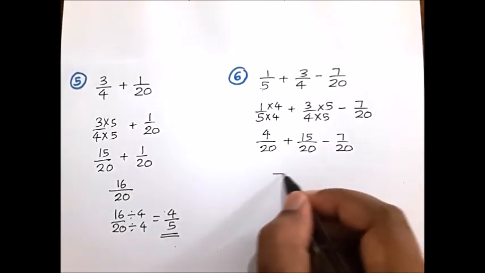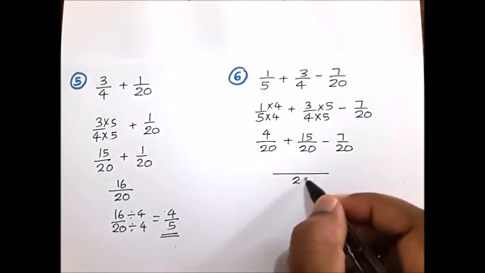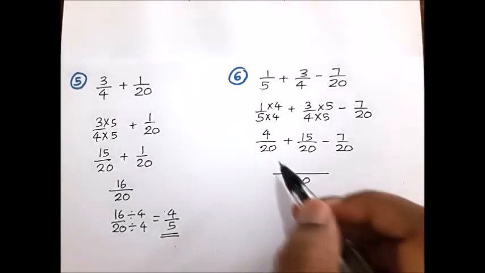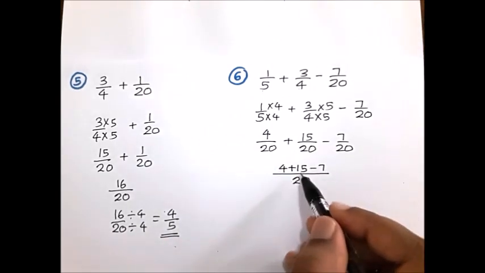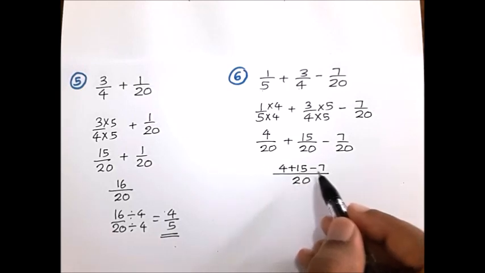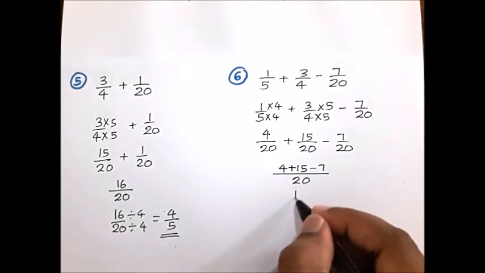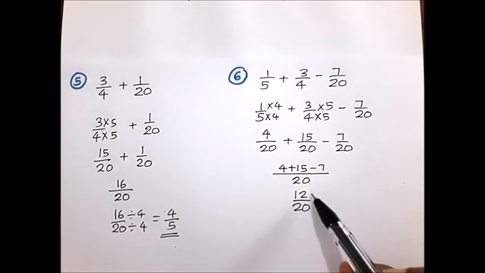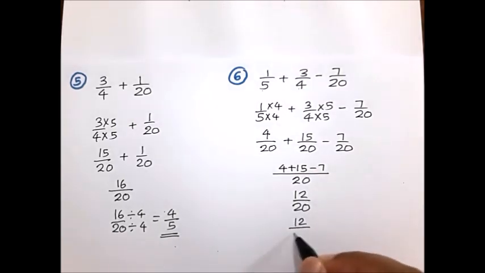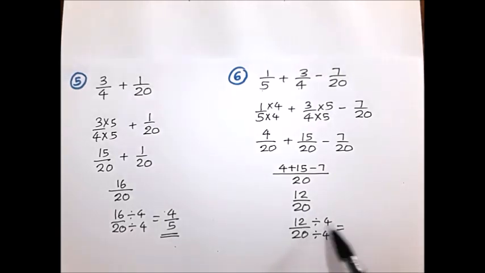Now you can see all 3 fractions having same denominator. It is 20. Now simplify numerators. 4 plus 15, it is 19. 19 minus 7, it is 12. 12 over 20. Can you simplify this more? Yes, you can divide both by 4. Then write the simplest answer by dividing both numerator and denominator by 4. 12 divided by 4, 3. 20 divided by 4, 5. Answer is 3 over 5.